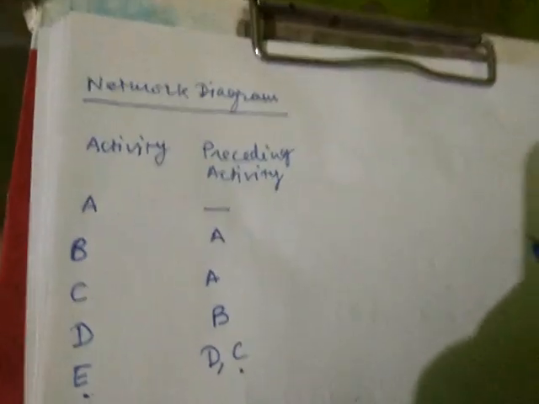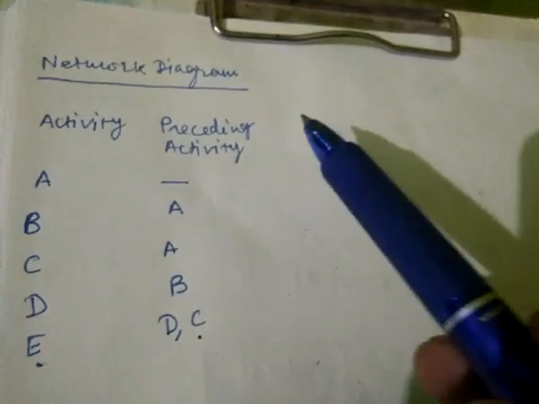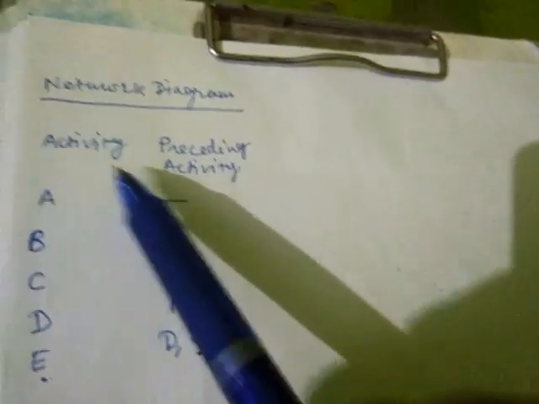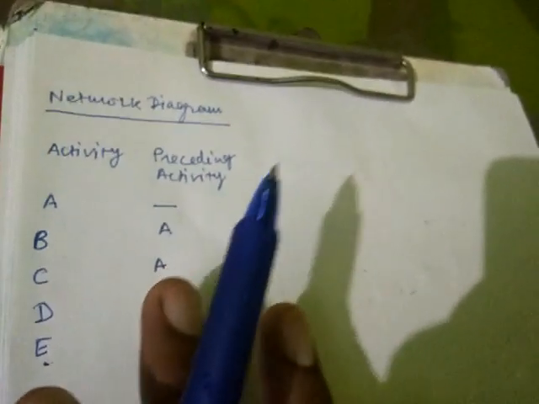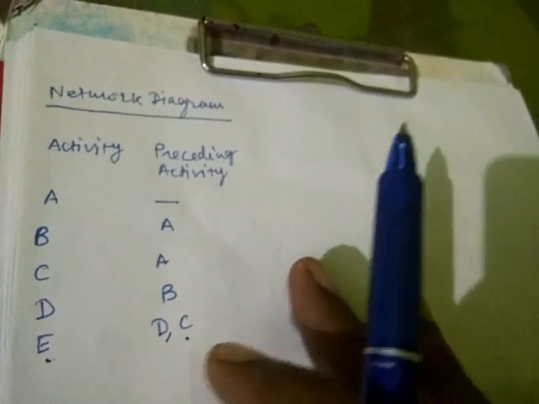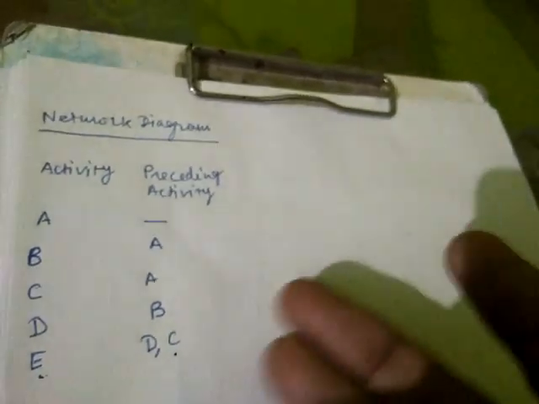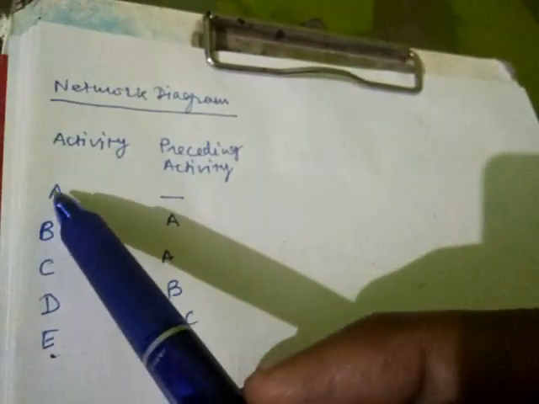So now, for understanding this in a better way, I will first make a network diagram. Without telling you anything, I will make the network diagram, and then I will explain it, and then I ask you to observe what is being done here. So here, this is the data given.